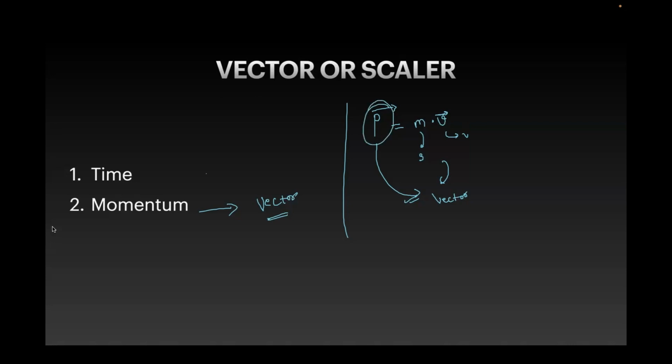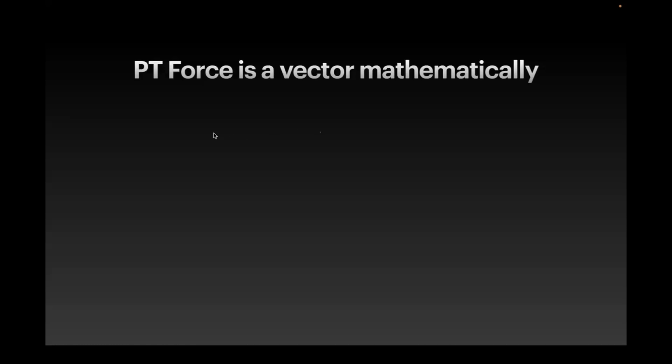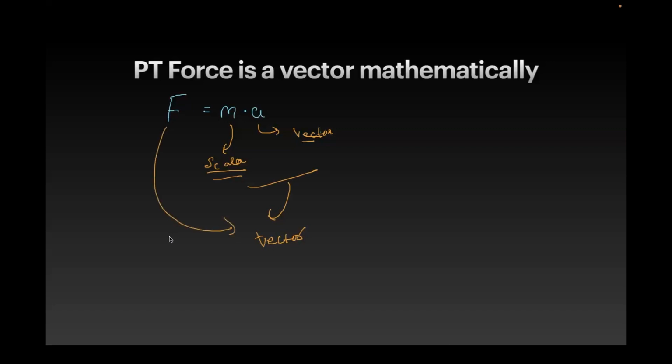Clear? That's it. One more question. Prove that force is a vector quantity mathematically. Same as what we did for momentum. Take this formula if you don't know: force is equal to mass into acceleration. Mass is a scalar quantity. Acceleration is a vector quantity. Now, vector into scalar gives what? Vector. So force is a vector quantity. That's it. See, it's so simple.